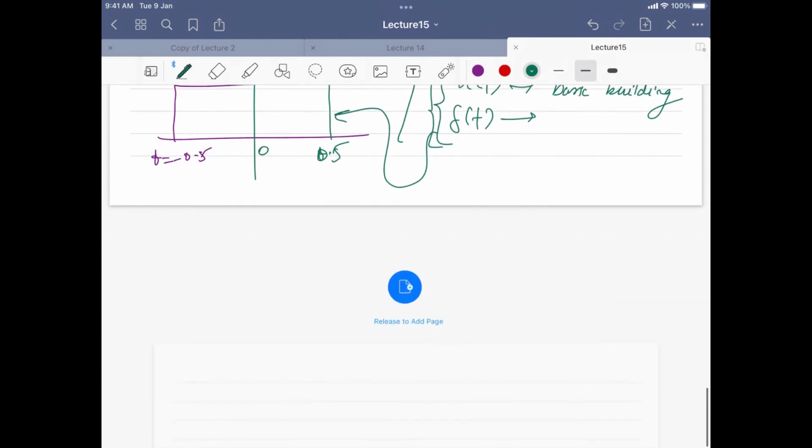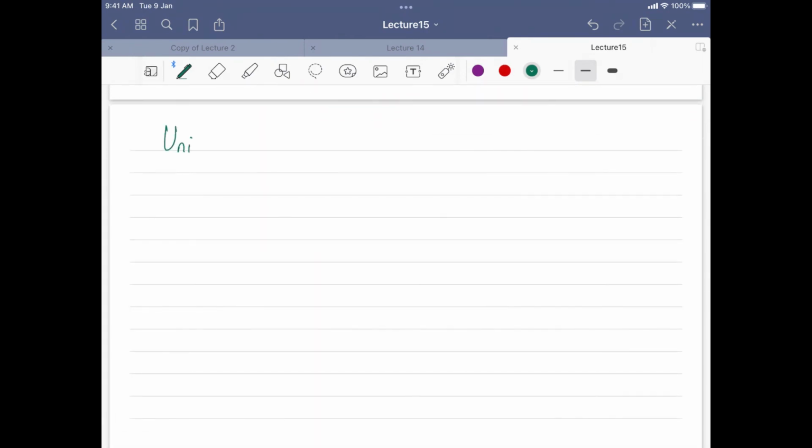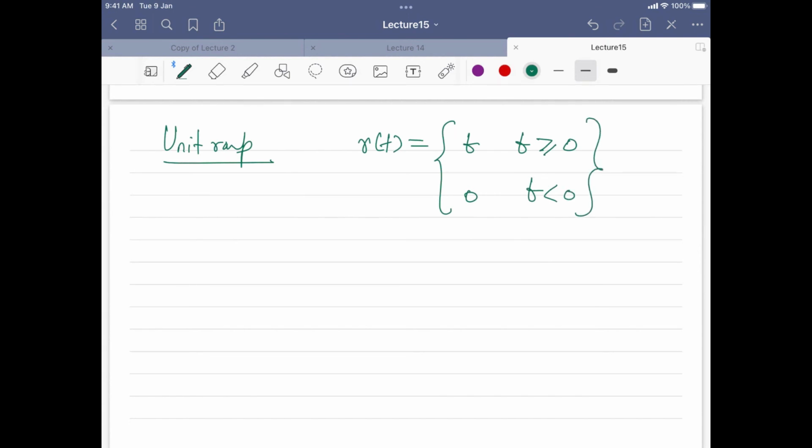Another function which we have is the unit ramp. It is defined by r(t), and its value is t for t greater than or equal to 0, and its value is 0 for t less than 0. So it's basically a line. It's a unit ramp function, and it has a slope of 1. So this is the unit ramp, defined by r(t).